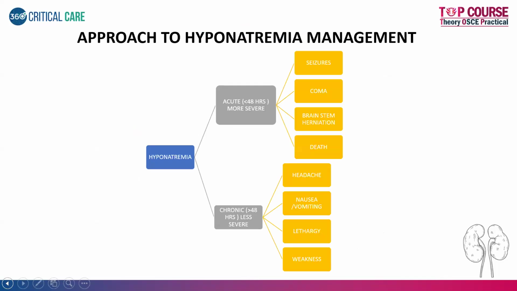Hyponatremia usually can be classified as acute or chronic hyponatremia. If the symptoms arise in less than 48 hours, it is classified as acute. Usually it is more severe. The symptoms associated with acute hyponatremia are seizures, coma, brainstem herniation, sometimes catastrophic, leading to death.